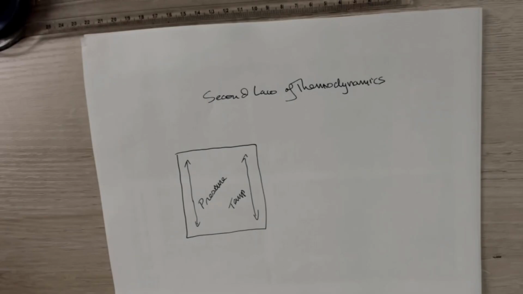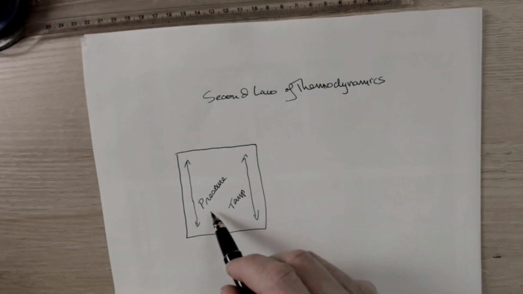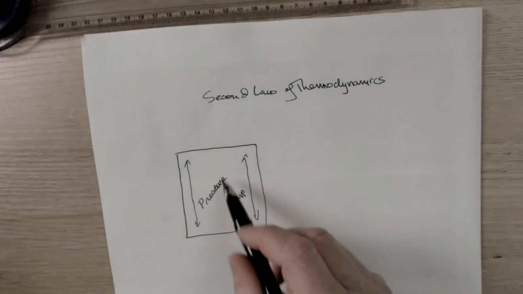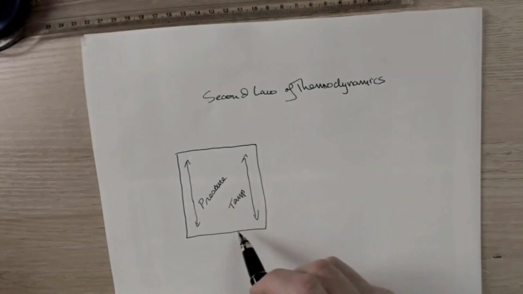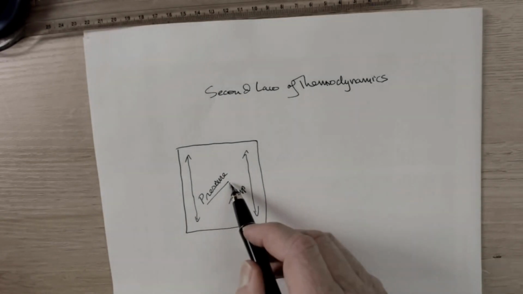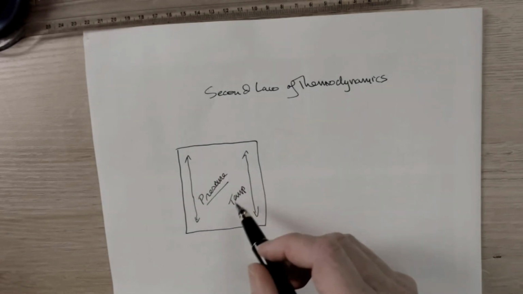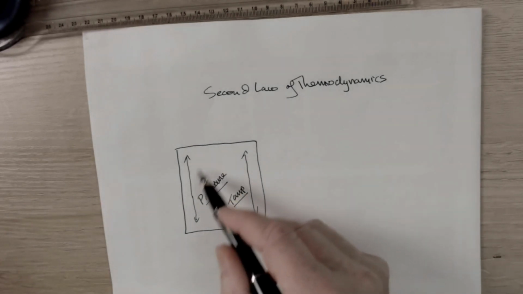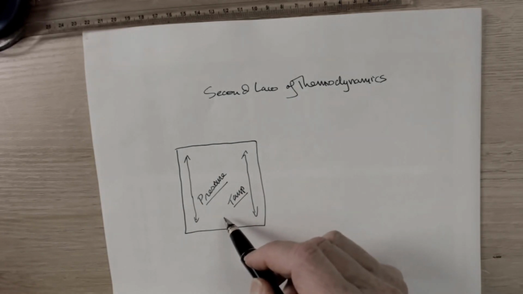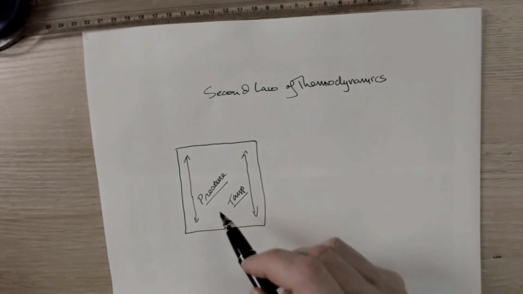Now, you may have heard of something called the Second Law of Thermodynamics. The Second Law of Thermodynamics states that when you put an ideal gas into a container, that gas will expand to fill all of the available space. The pressure will be equal at any point in this volume, and the temperature will be equal at any point in this volume. Why is that?